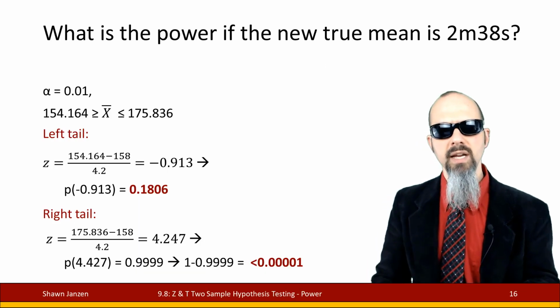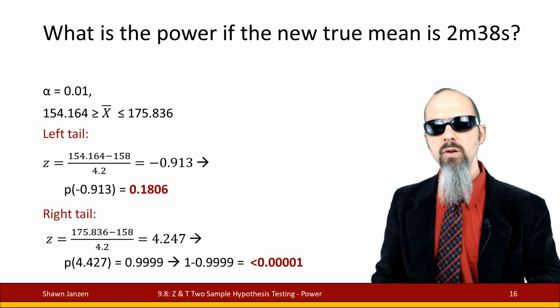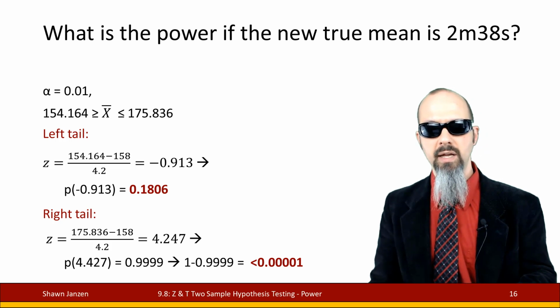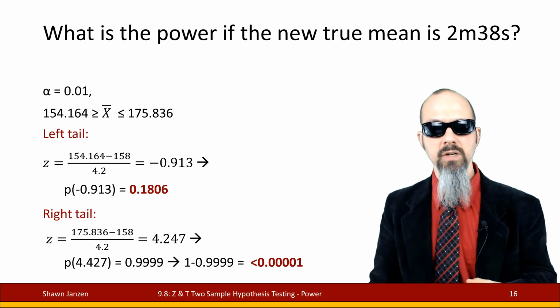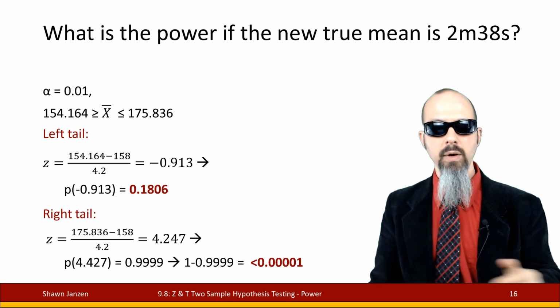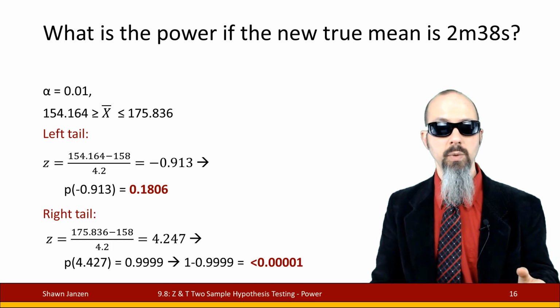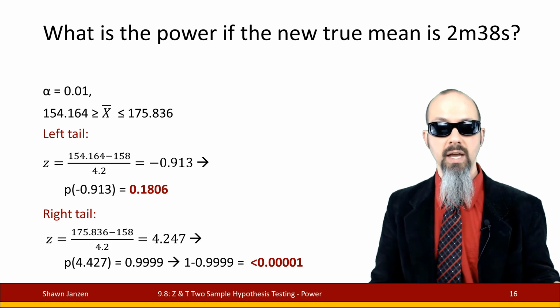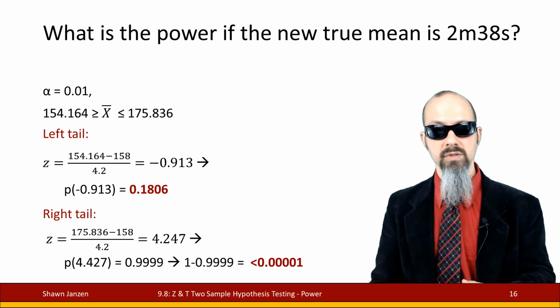So let's move on to the next question of what is the power if the new mean is 2 minutes and 38 seconds? Well, here we need to start up again and work our way through. So we have an alpha of 0.01, and I already know that my range of possible x values is going to be somewhere between 154 seconds and 176 seconds, so to speak.